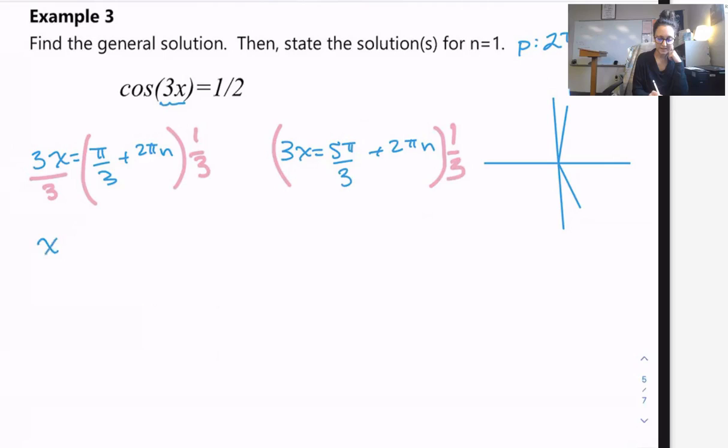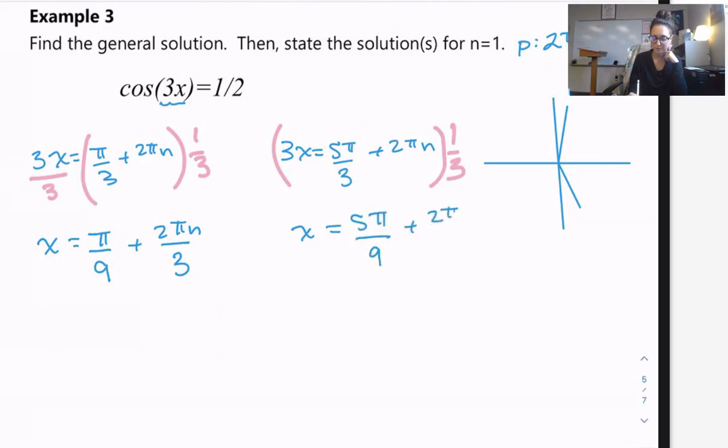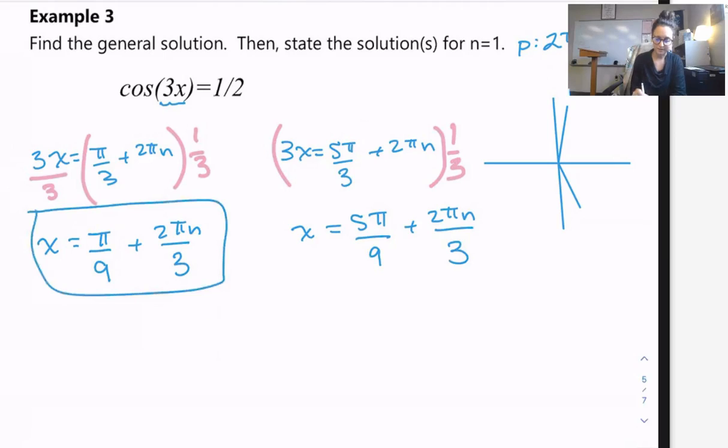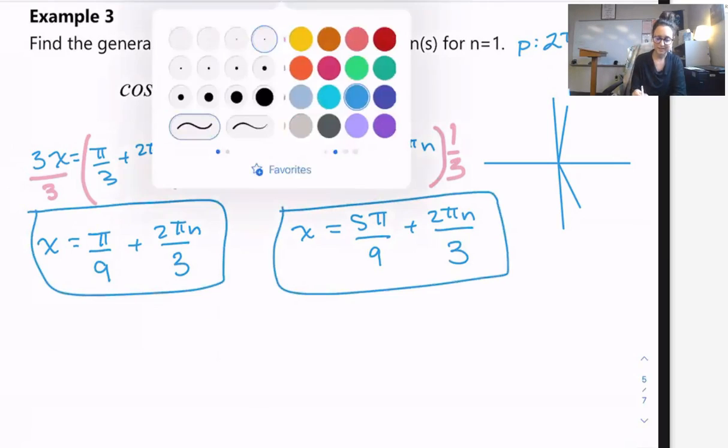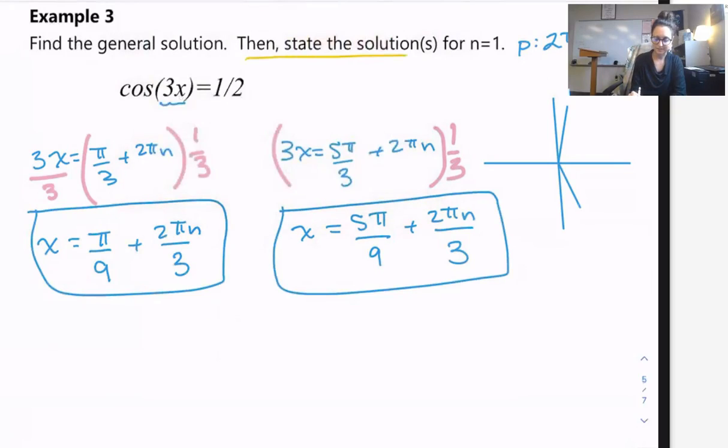So this gives me just x equals, distributing that 1/3, I get pi over 9 plus 2 pi n over 3. And here, the 3 and the 1/3 cancel, so I get just x equals 5 pi over 9 plus 2 pi n over 3. So that's my general solution. Okay, now it says state the solution for n equals 1. Okay, not a big deal.